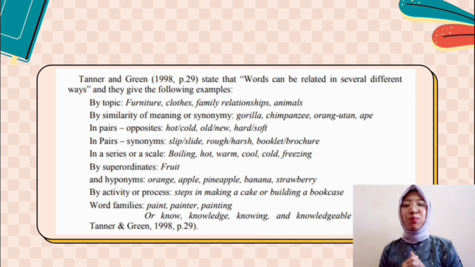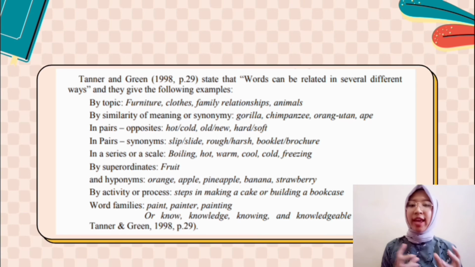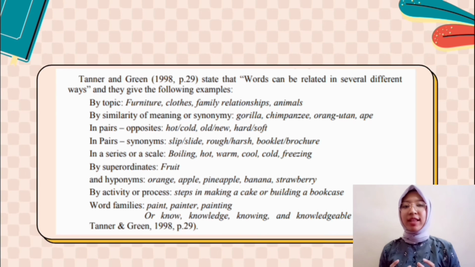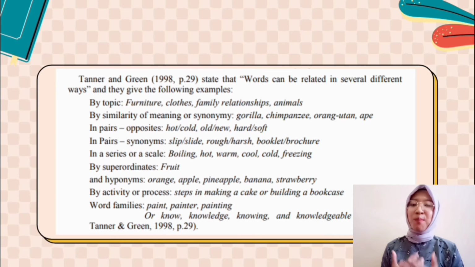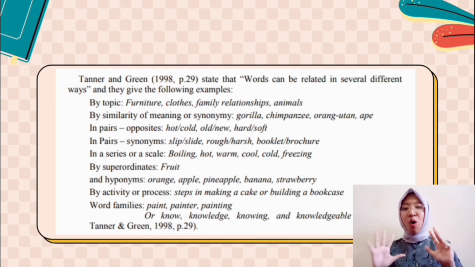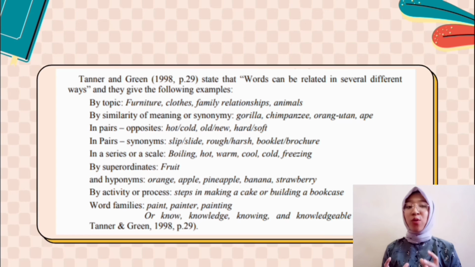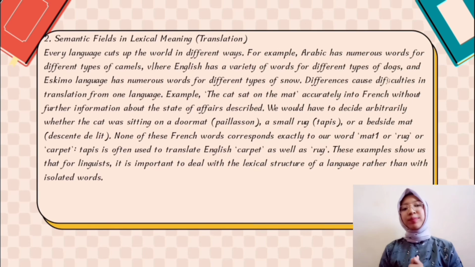6. By subordinates, fruit and hyponyms: orange, apple, pineapple, banana, strawberry. 7. By activity or process, like steps in making a cake or building a bookcase. 8. Word families: paint, painter, painting. 9. Or know, knowing, and knowledgeable. Next slide is semantic fields in lexical meaning and translation.